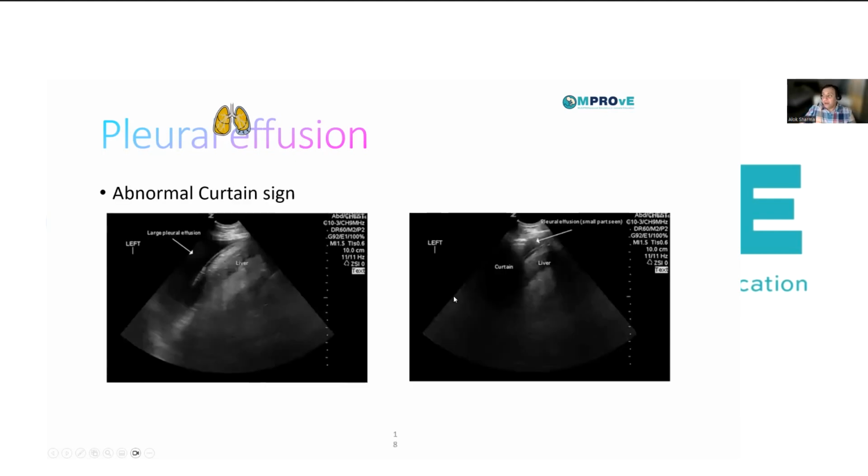Now, if you have a small pleural effusion, as I will demonstrate with the image on the right, then what happens is the costophrenic angle gets filled with fluid. And this costophrenic angle highlights the lateral margin of the diaphragm that you can see over here. This is called an abnormal or an absent curtain sign. Now, clearly this is a very small effusion, but it is a significant effusion where you can see the lateral margin of the diaphragm in its entirety.